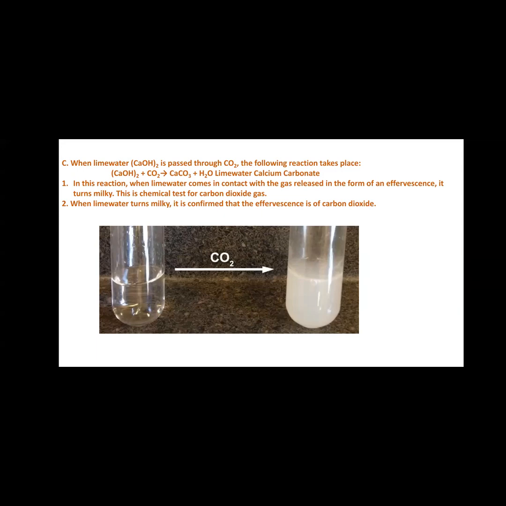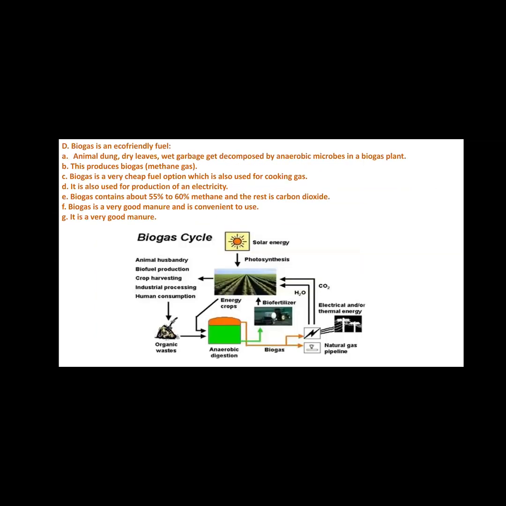Now, how to detect the carbon dioxide gas, that is CO2? This is the test in which we have to pass carbon dioxide through the lime water. Lime water turns milky by producing calcium carbonate. So we can confirm or verify that CO2 is produced. When lime water turns milky, it is confirmed that the effervescence is of carbon dioxide.